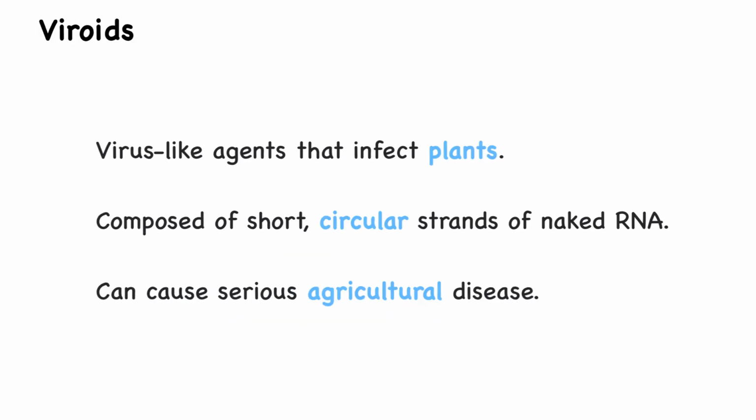Viroids are the simplest known infectious agents. They consist solely of short, circular, naked strands of RNA and infect plants, not humans. Viroids lack a capsid and do not code for proteins, yet they can disrupt normal cellular processes and cause serious agricultural disease. While they are not clinically relevant to human health, viroids help illustrate just how minimal an infectious agent can be. Treating viral infections presents unique challenges.